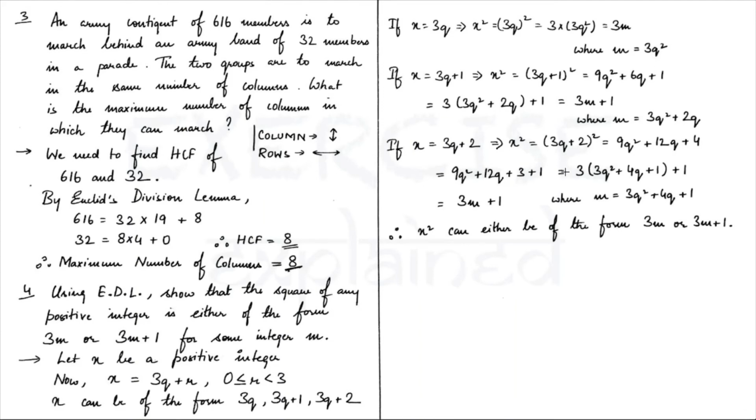What happens over here is 3 into bracket of, we take common 3 from these three terms here. So what we see is 3q square plus 4q plus 1, the bracket closes, plus 1. This one remains there. Now we consider this entire polynomial as m, and we can write it as 3m plus 1, where m is equal to 3q square plus 4q plus 1. So we can say that x square can either be of the form 3m or 3m plus 1.